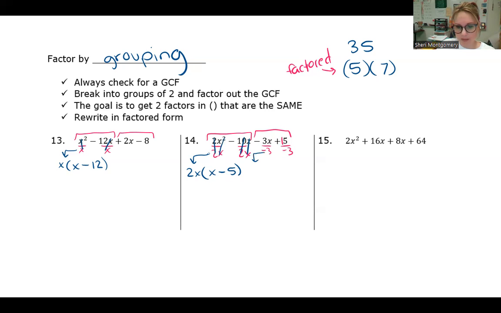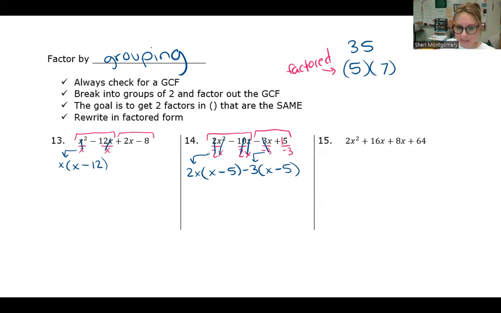So I put that in front, minus 3. The first term I'm left with just an x. The second term, 15 divided by negative 3 is negative 5. So our goal, again, is to get 2 factors that are exactly the same in parentheses. So we did, right? A lot of times, if we didn't factor out the negative 3, we would have had x minus 5 and x plus 5. And that's an easy fix. You just go back and change it by factoring out a negative.